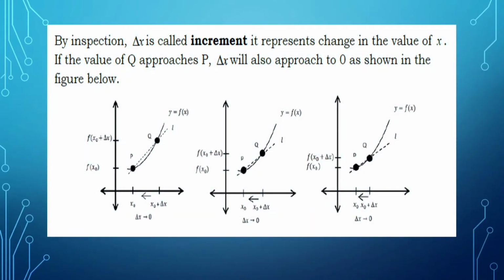By inspection, change of x is called an increment. It represents the change in the value of x as point Q approaches point P. Remember, change of x is what we call increment. Change of x will also approach 0, as shown in the figure below. So as point Q approaches point P, we will have the point of tangency. This is how we illustrate the tangent line to the graph of a function at a given point.